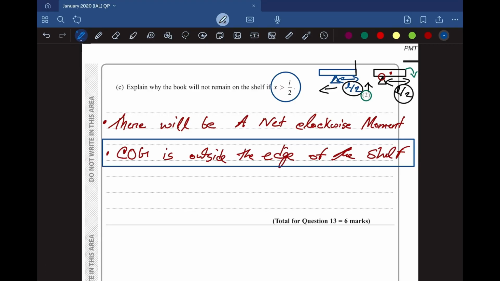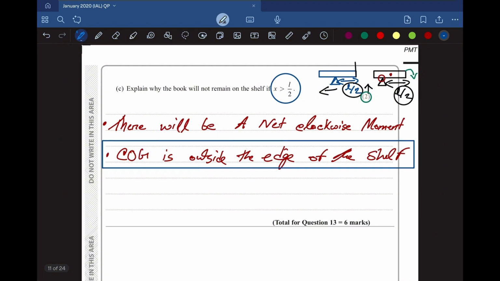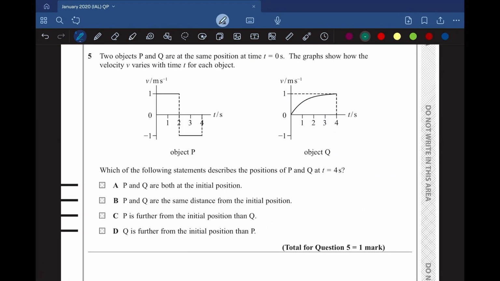It was a bit tricky, and this understanding is really important for you, because there might be a question of this type where they will be asking about this edge and how, if the center of gravity moves from the left to the right, it actually works. So make sure you have understood this completely and write extra notes on your paper. Now let's solve another tricky multiple choice question. It says two objects P and Q are at the same position at time t equal to 0 seconds.